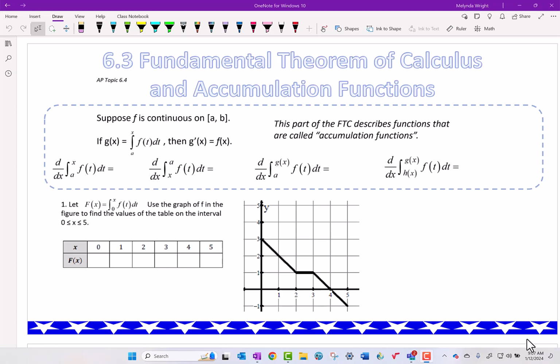All right, let's take a look at our lesson today. We're going to be looking at the fundamental theorem of calculus. I know that sounds like a big deal, right? Fundamental theorem of calculus. This is our first look at it.